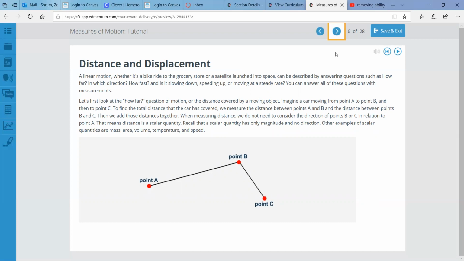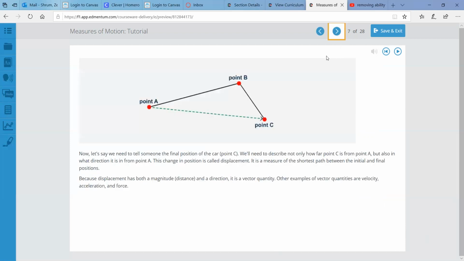So picture a car moving from point A to point B and then to C. To find the total distance, we measure this distance and this distance, right? And that's it. No direction needed. It's just a scalar quantity with only a magnitude. Other scalar quantities are mass, area, volume, temperature, and speed. So it just tells you how far, distance.